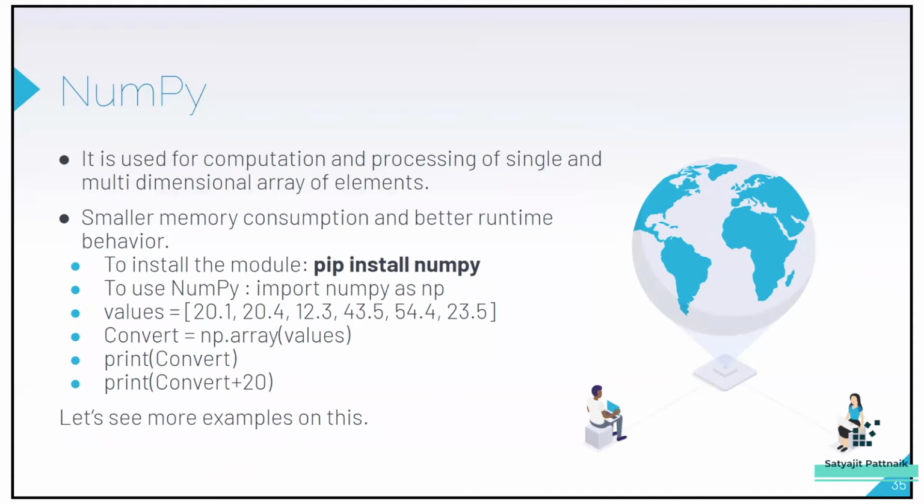As I told, NumPy is used for computation and processing of single and multidimensional arrays of elements, with smaller memory consumption and better runtime behavior. So the very first command which we need to run is pip install numpy. In order to install the NumPy library on your system, you have to go to your command prompt, or any other command line, or if you are having Anaconda Navigator, you go to your Anaconda prompt. In that, just type pip install numpy. It should be able to install it very quickly. And once that is done, you can play around with your NumPy library.